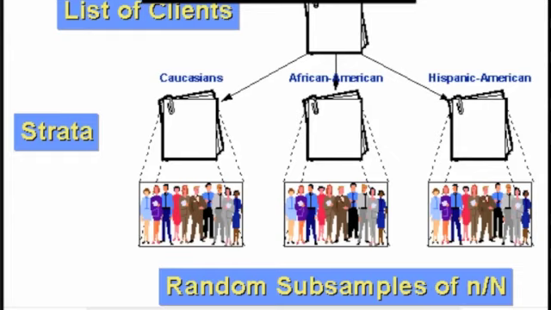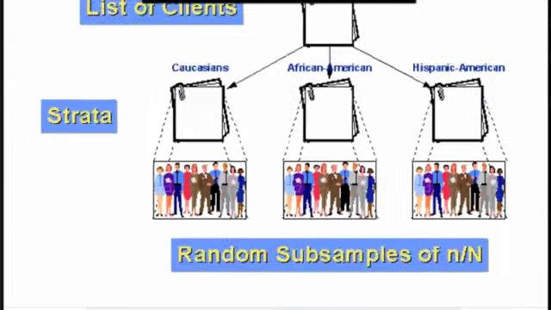Now also notice, this can't be a simple random sample. I have to have this many Caucasians, this many African Americans, and this many Hispanics in each sample. I couldn't have a sample of all Caucasians, which would be possible if this was a simple random sample. So not every group is equally likely.